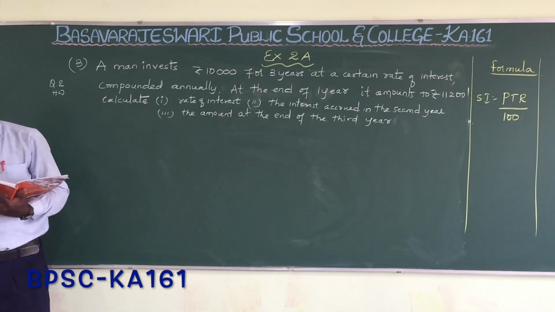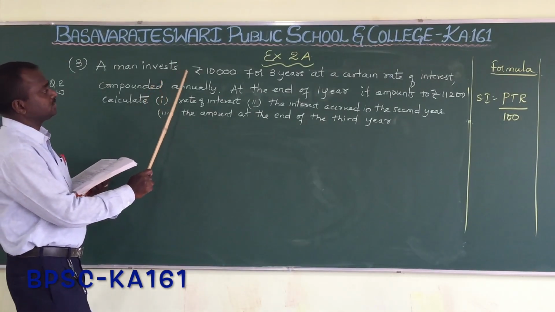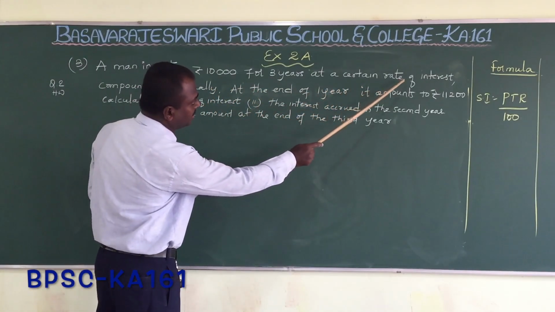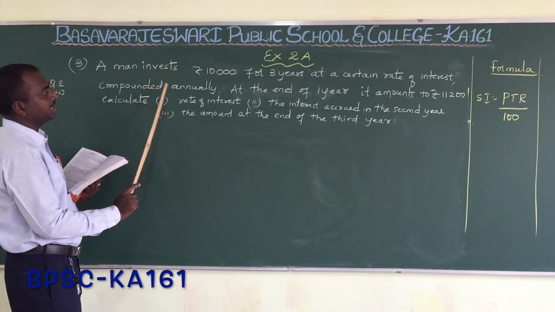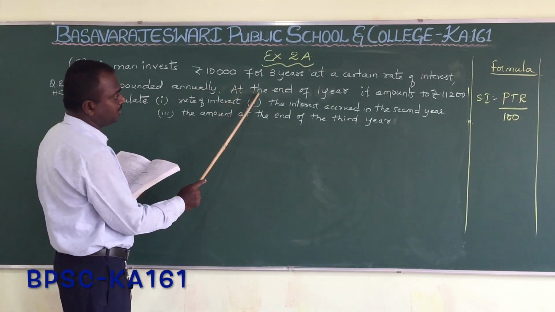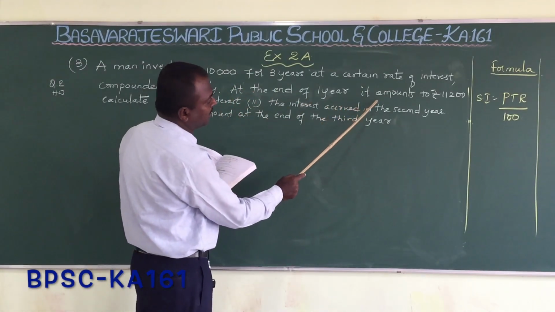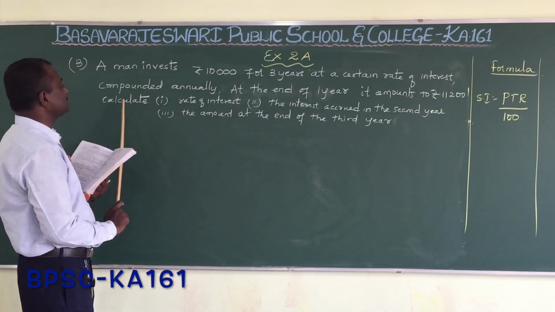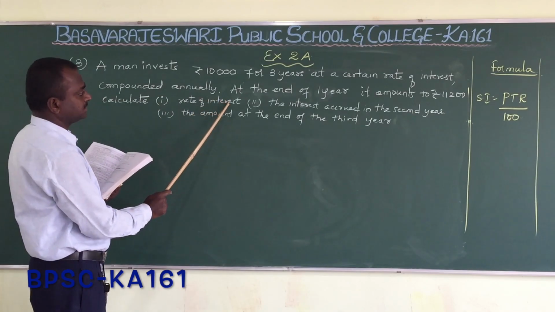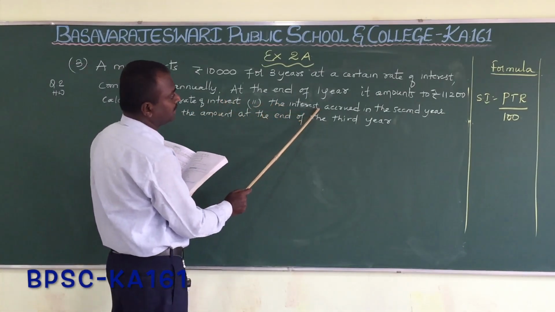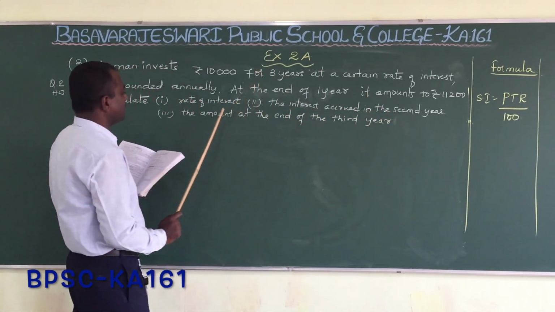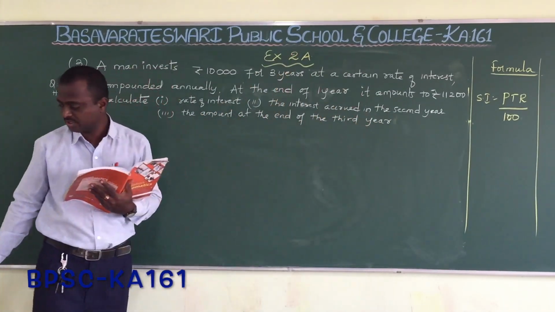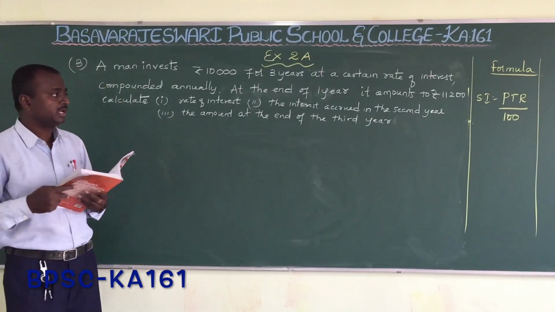So what it says, a man invests rupees 10,000 for 3 years at a certain rate of interest compounded annually. At the end of 1 year, it amounts to rupees 11,200. So what is the rate of interest? Second, the interest accrued in the second year. And third, the amount at the end of the third year. So first we have to find out the rate of interest.